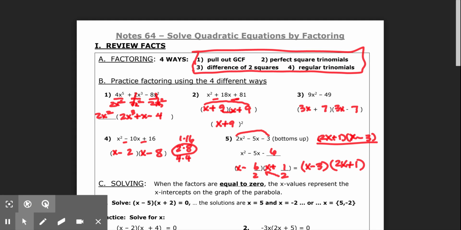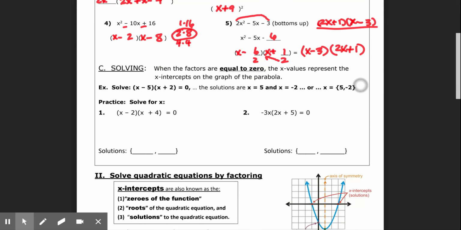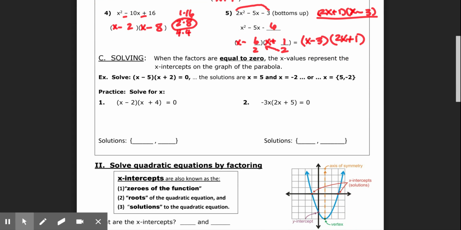But definitely when the leading coefficient and the last coefficient are composite, which means they have other factors other than one and themselves, that AC bottoms up method would probably be a little bit quicker. All right. So now letter C is solving. When the factors are equal to 0, the x values represent the x-intercepts on the graph of a parabola. So we've done this before.